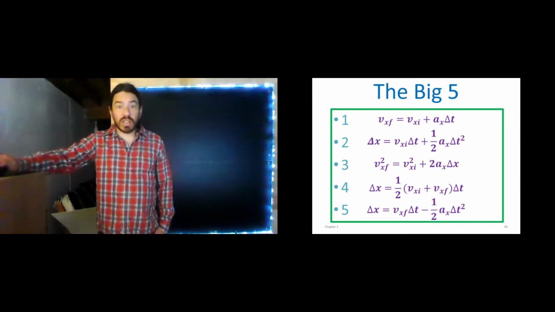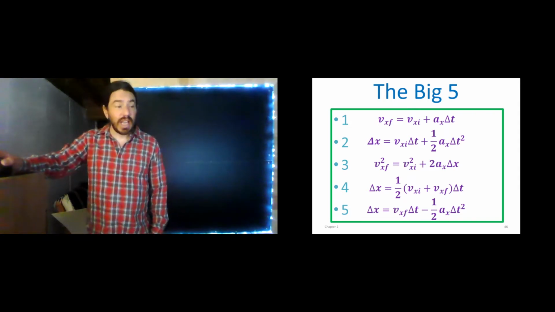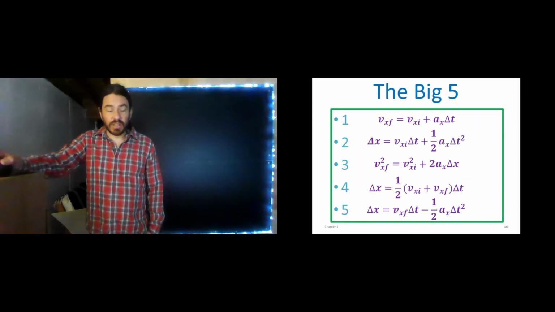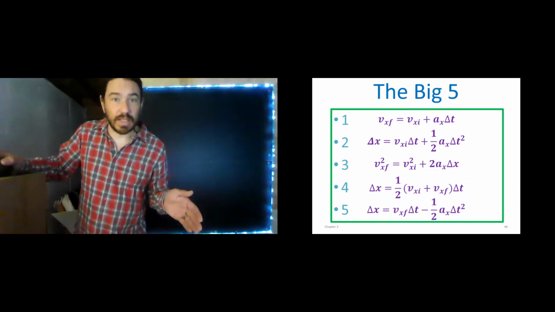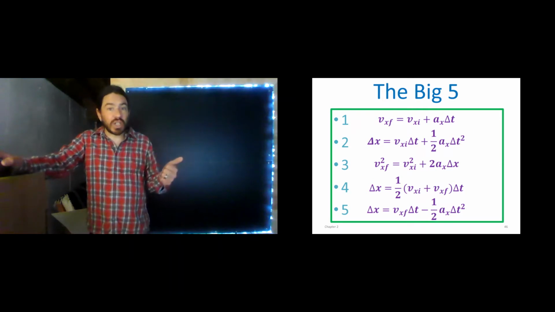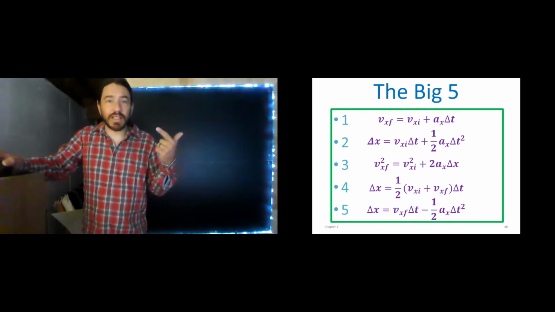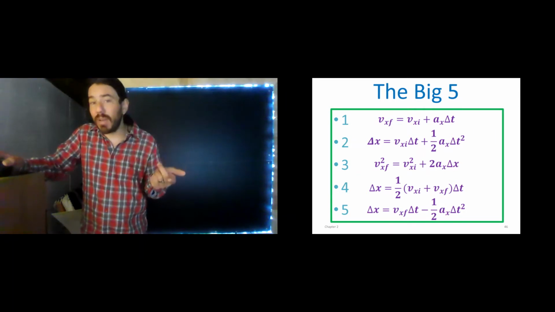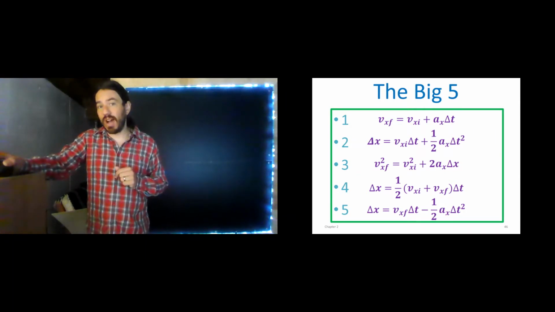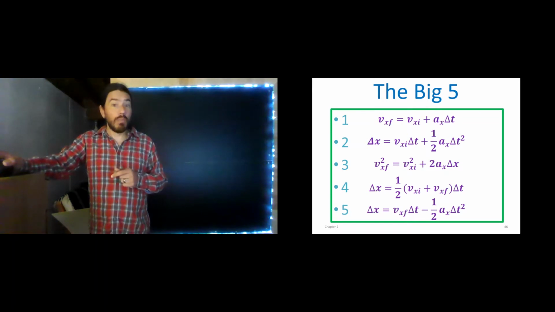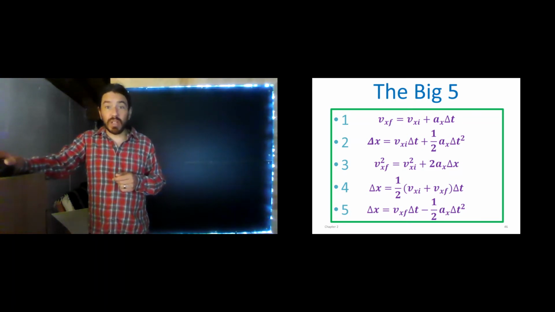So here's a set of 5 equations, and these 5 equations describe motion in one dimension with constant acceleration. Who came up with these? Well, Isaac Newton. We're going to talk more about how he came up with them when we get to chapter 5. But these are the basic equations that we're going to use to solve some physics problems. So let's just jump right in.